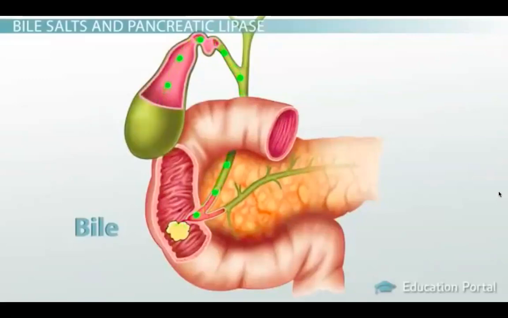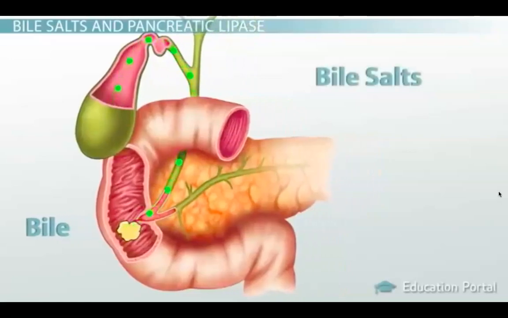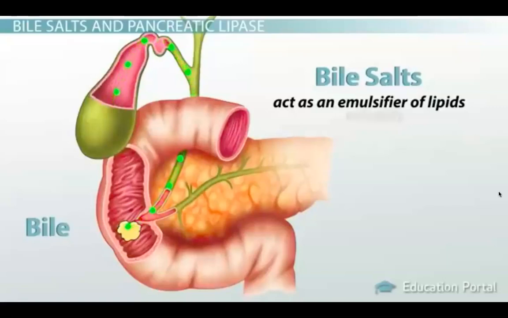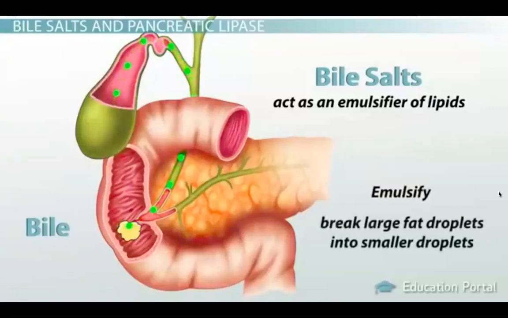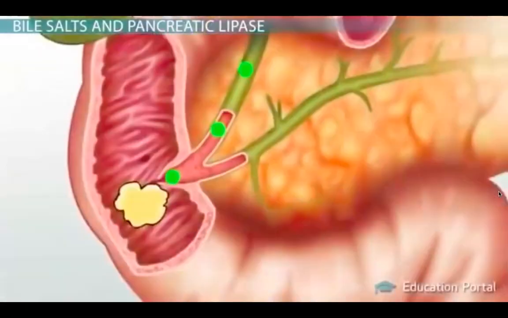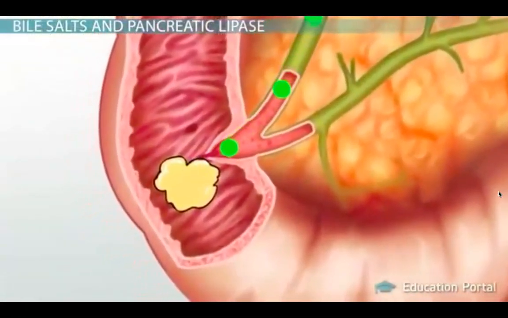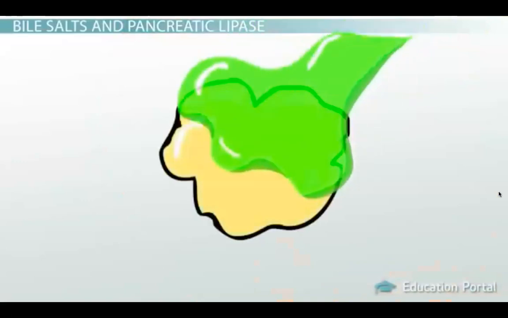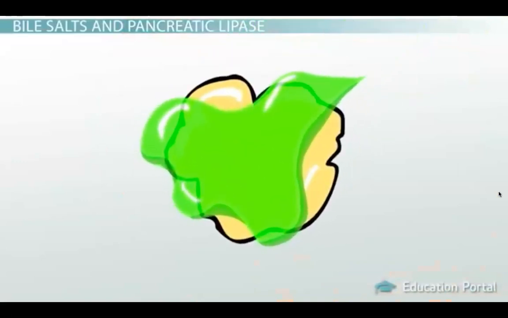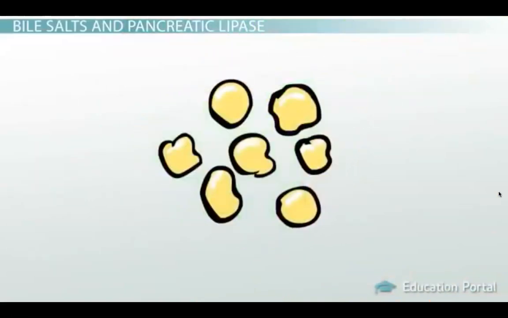Now, bile contains bile salts, which act as an emulsifier of lipids. The term emulsify means to break large fat droplets into smaller droplets. And that is exactly what we see happening here in the small intestine. The bile salts break up and coat the fat to form much finer droplets.